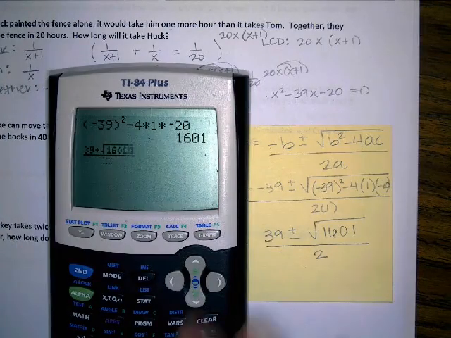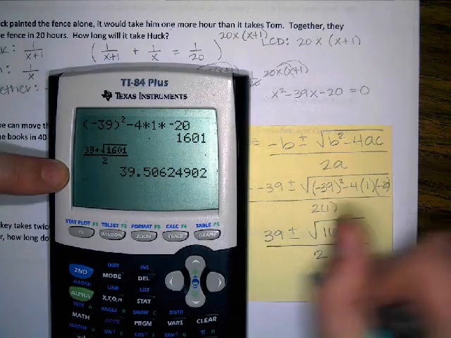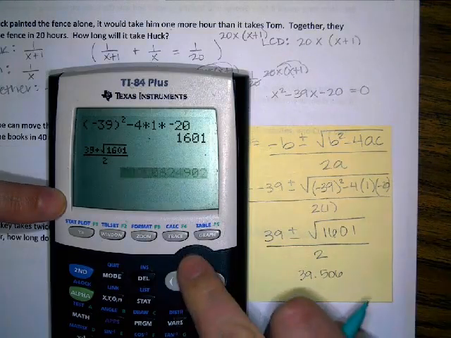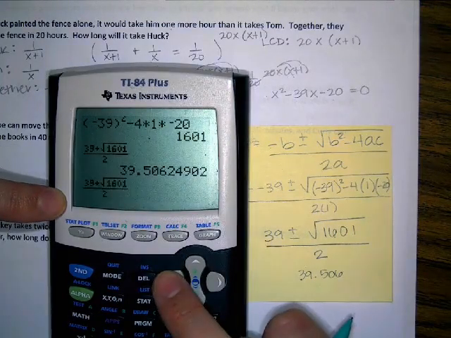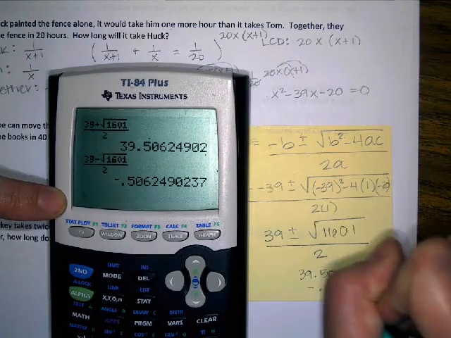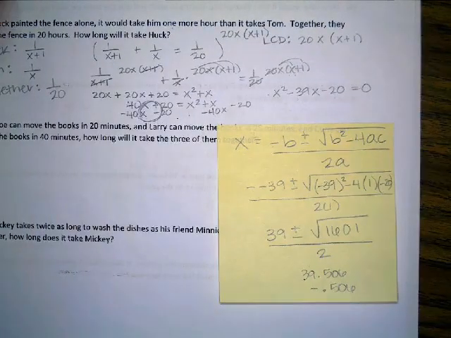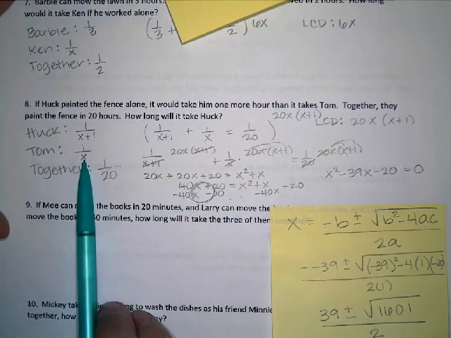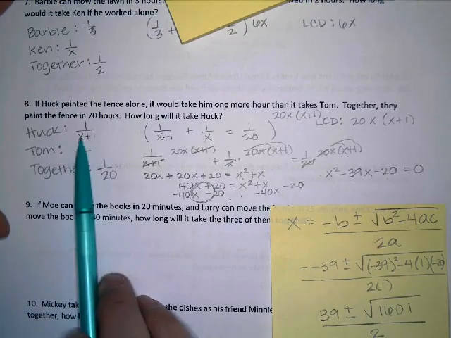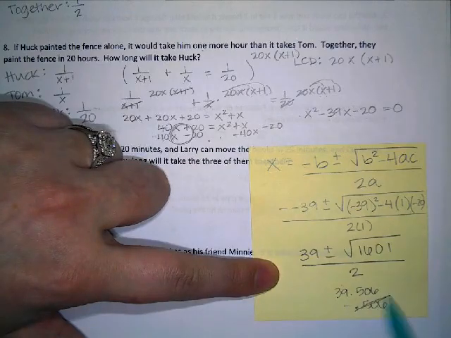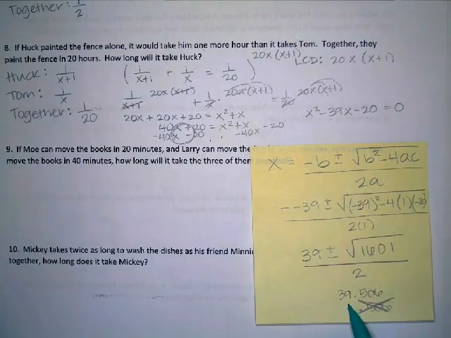So my first answer is 39.506. I'm going to get my answer back up here, and I'm going to do the second one. Negative 0.506. Okay, so if I go back to the context of the problem, I'm solving for x. Remember, x is how many hours Tom took. Huck is x plus 1. So the negative answer doesn't make sense. That's a period of time that can't be negative. Okay, so Tom took 39.506 hours to paint the fence alone. Huck is going to take 1 more hour than that.